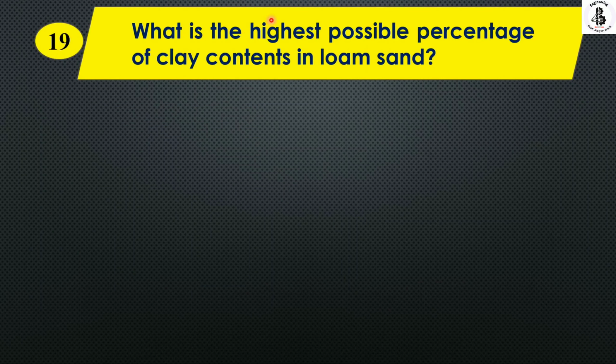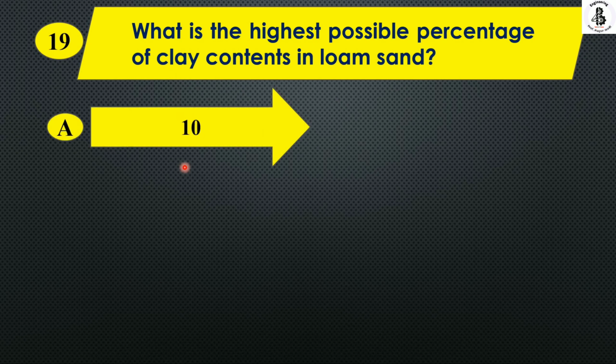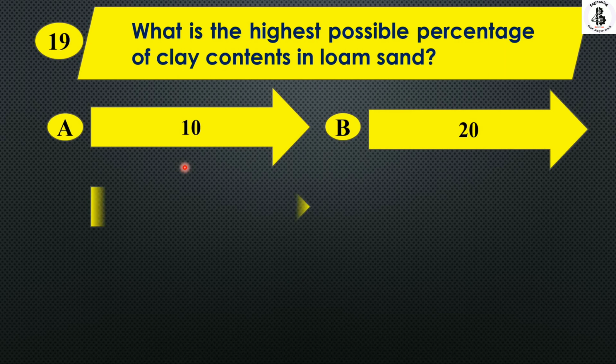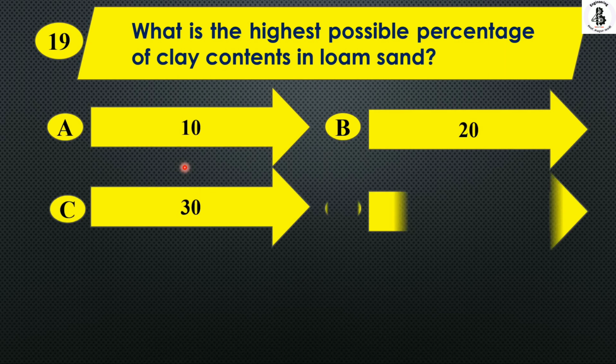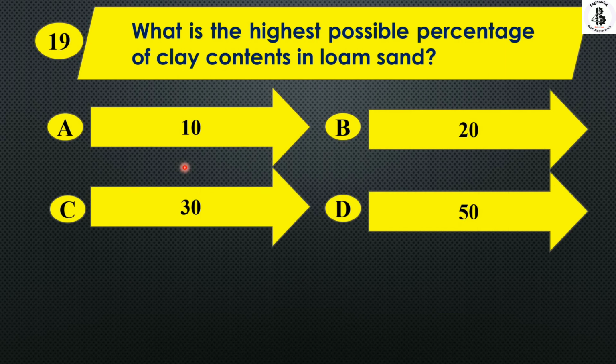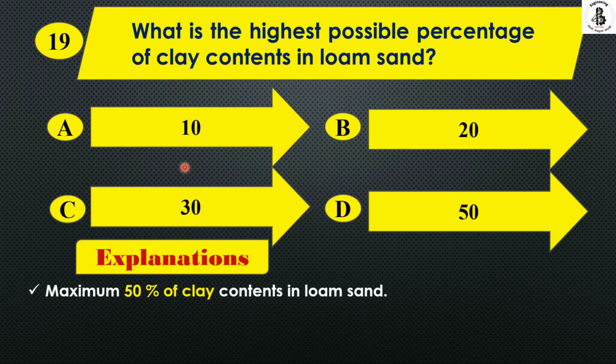What is the highest possible percentage of clay content in loam sand? Option A, 10. Option B, 20. Option C, 30. And option D, 50. So basically loam sand can have a maximum of 50% clay content. So the right answer is option D.